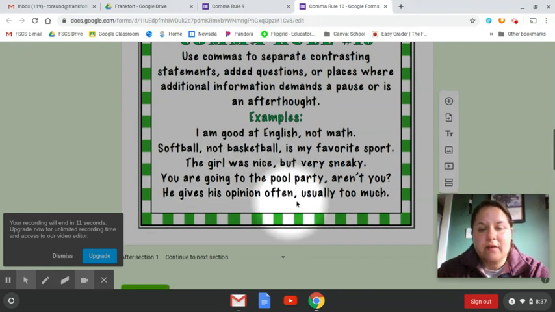And then, he gives his opinion often, usually too much. Those last 3 words are kind of the added information not required of the sentence, so you need a comma previous to it to separate it from the rest of the sentence.